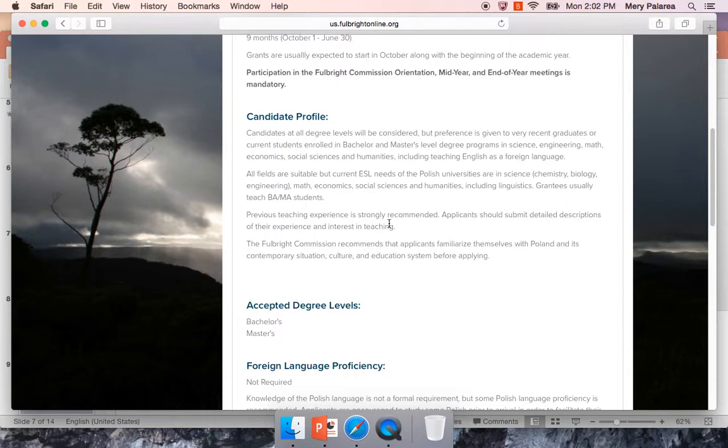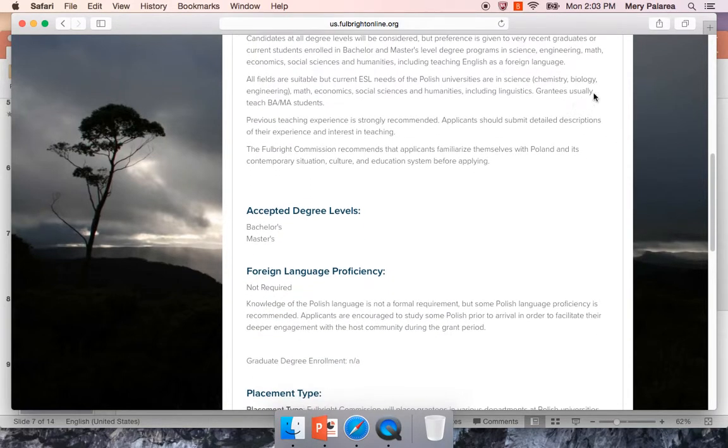Looks like it says grantees will usually teach undergraduate or master's level local students. This is really good to know. Then you can talk about in your application what you bring to a classroom of older students and adults. It says previous teaching experience is strongly recommended, but it's not required. So you should talk about detailed descriptions of your experience and interest in teaching. So any experience you can get in coaching, mentoring, being a TA would be beneficial for your application for this award.